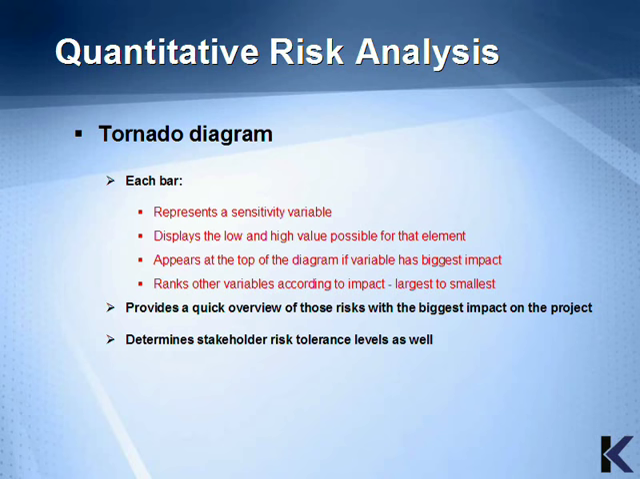In a tornado diagram, each bar represents a sensitivity variable. It displays the low and high value possible for that element, and it appears at the top of the diagram if the variable has the biggest impact. It ranks the other variables according to their impact, largest to smallest. It provides a quick overview of those risks with the biggest impact on the project and determines the stakeholder risk tolerance levels as well.